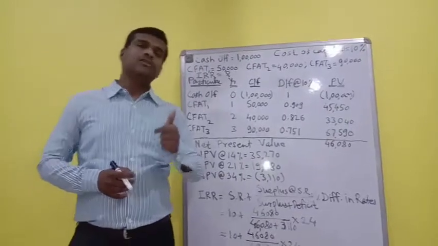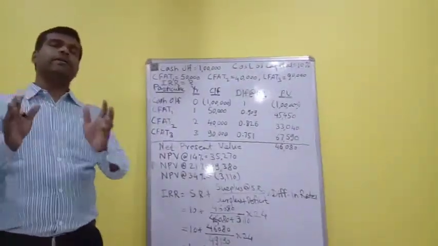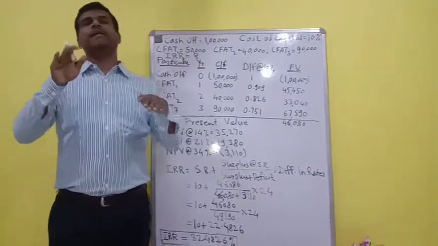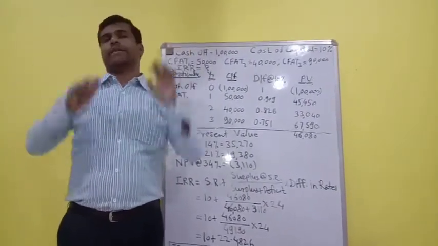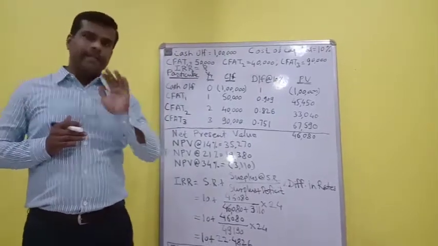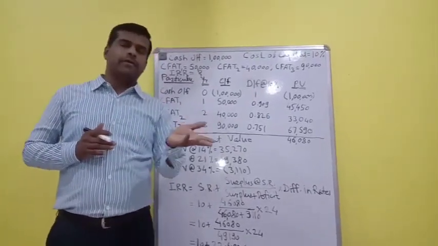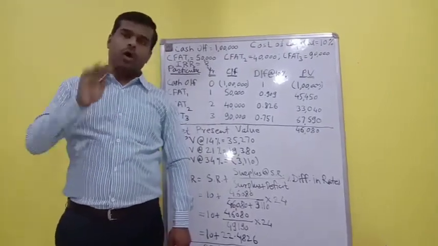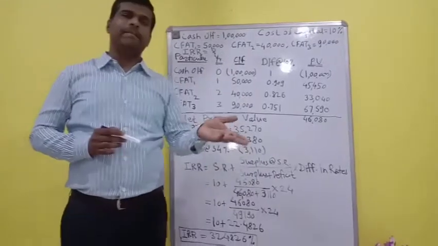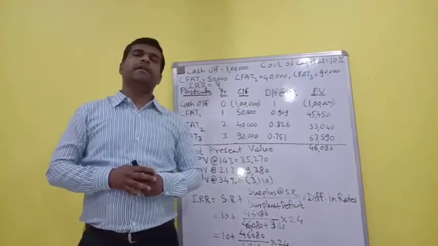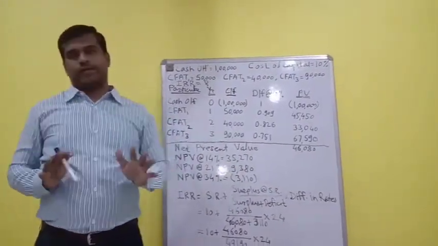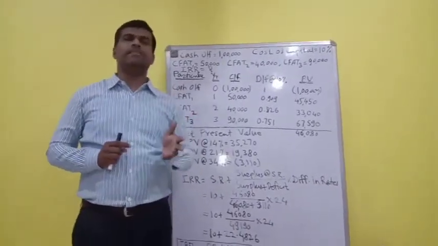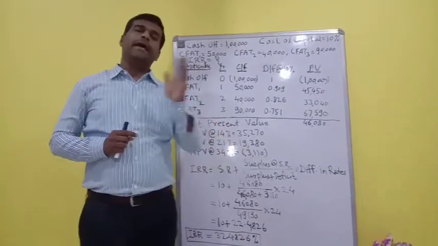There is one common relation and knowledge that everyone should remember. What is that knowledge? There is an inverse relationship between NPV and cost of capital. What does it mean? It means that if NPV is positive and you want a negative NPV, then you will have to increase the cost of capital. Or if you have got a negative NPV and you want a positive NPV, then you will have to decrease the cost of capital. Okay, I repeat the sentence. There is an inverse relationship between cost of capital and NPV.